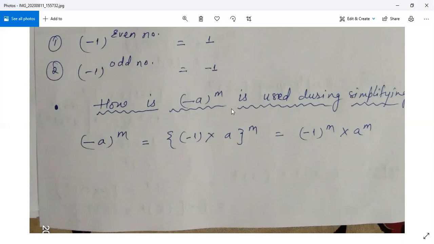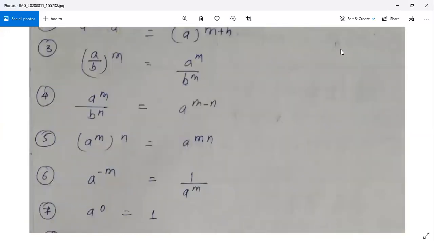For solving this kind of exponent, you should know a formula: (-a) whole to the power m is equal to (-1 into a) whole to the power m, which is equal to (-1) to the power m into a to the power m. Okay, how are we getting this? For that, you once again see the formula.